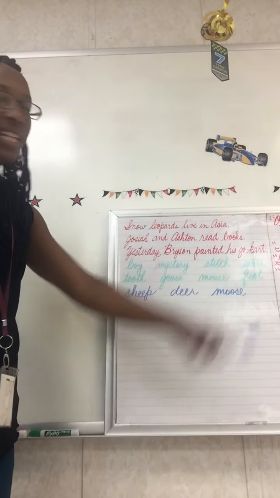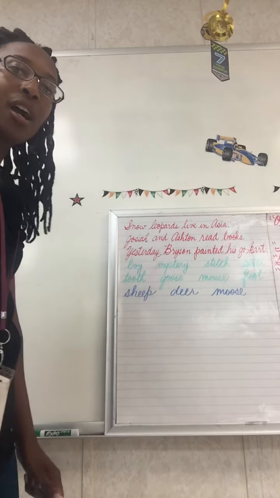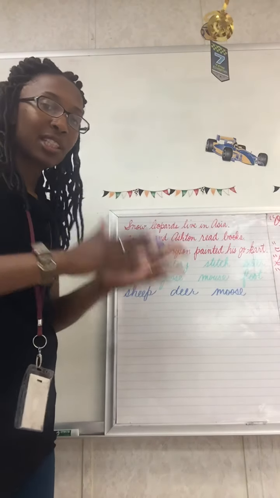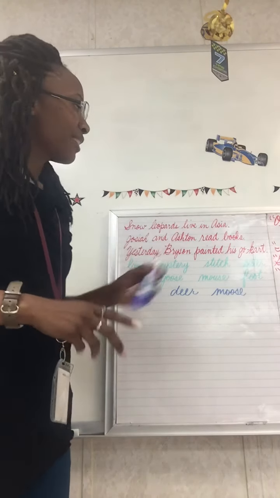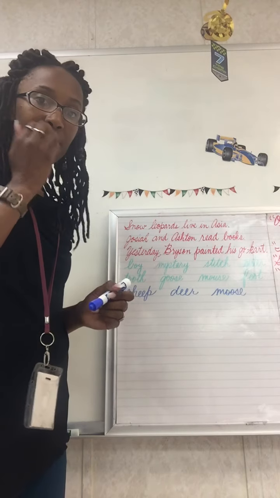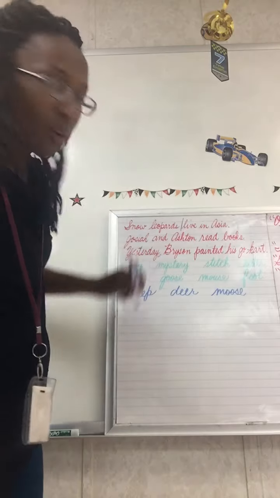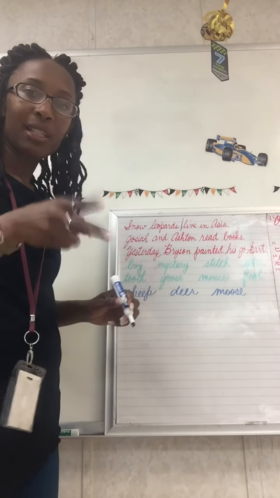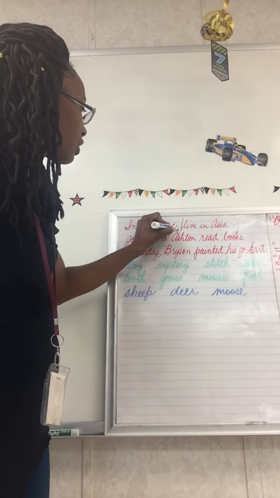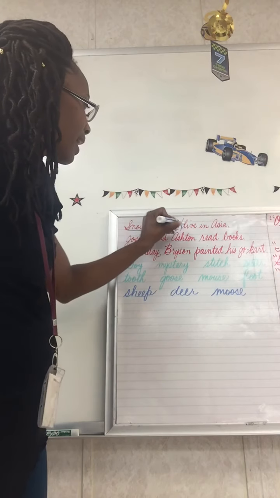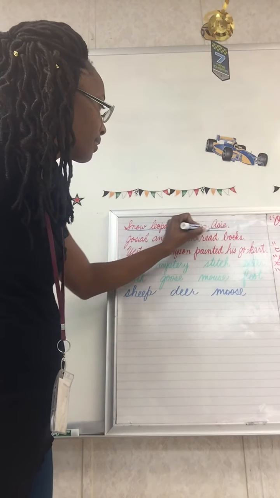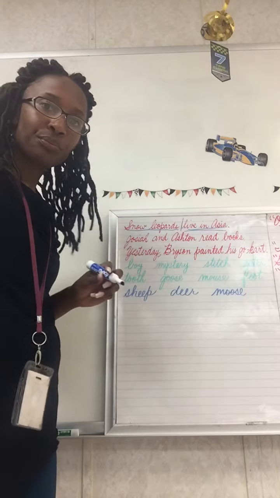Snow leopards live in Asia. Where would we draw our vertical line between the subject and the predicate? Have you identified what the subject is? It's the snow leopards. So we draw our lines right here. Remember, we underline the subject once and we underline the predicate twice. So we underline snow leopards once and live in Asia twice. Let's get to the next one.